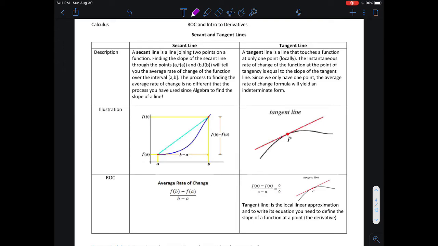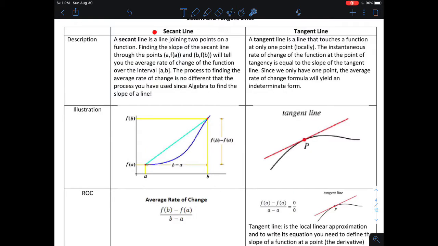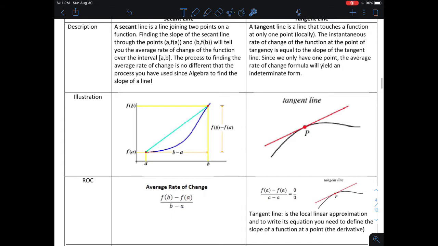Okay, so in this video, we're going to look at secant and tangent lines. We're going to continue to build our way into an understanding of what the derivative is, and we kind of hinted at that in the last video. So a secant line is a line that intersects the curve at 2 points, and we use that line by finding its average rate of change, which would give us the average rate of change of a function over the interval by finding the change in y over the change in x.